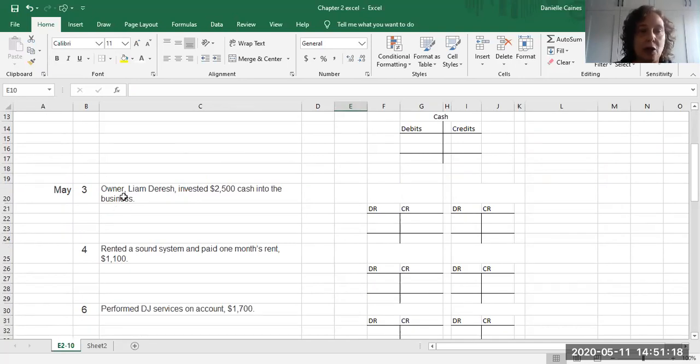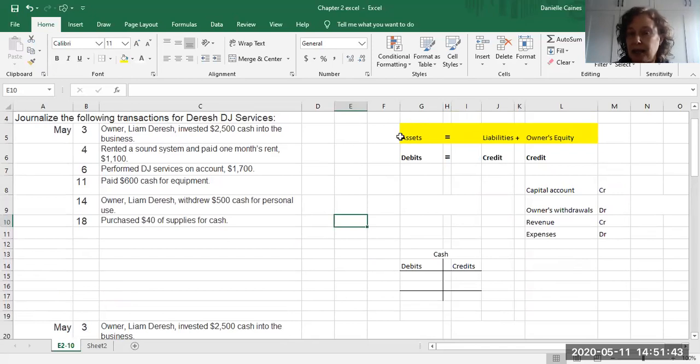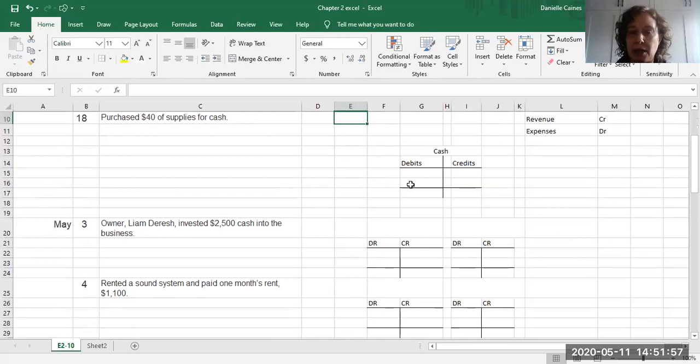The first one, May 3rd: owner Liam Darish invested $2,500 cash into the business. The first thing we have to think about is, what two accounts are we dealing with here? We have the owner's account, Liam Darish, and Liam invested $2,500 in cash. So we look at the accounts. We have a cash account. Cash is an asset. Are we increasing our asset? Yes, the owner is putting $2,500 into the business, increasing an asset. So it's going to be a debit account.